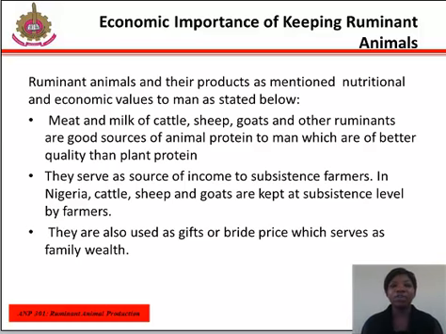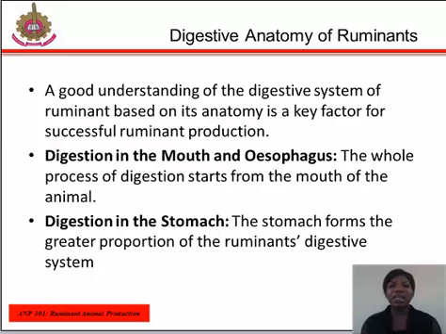They are a source of gainful employment for those that are rearing them. Their manure or dung can be used as a source of organic fertilizer for our farms. Cattle and some other ruminants can also be used as a beast of burden. The handling of food materials by ruminant animals and the subsequent digestive process differ largely from that of non-ruminants.